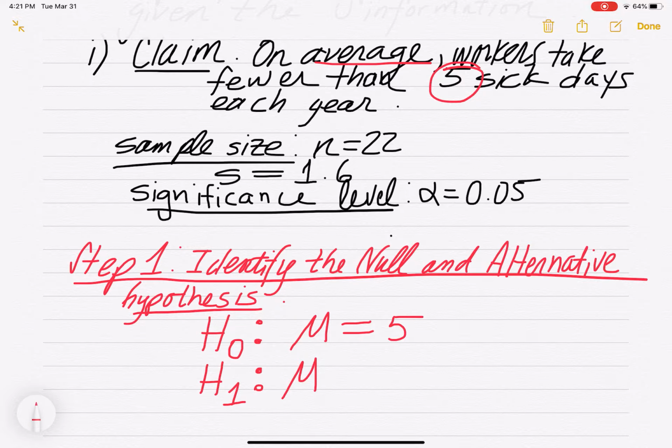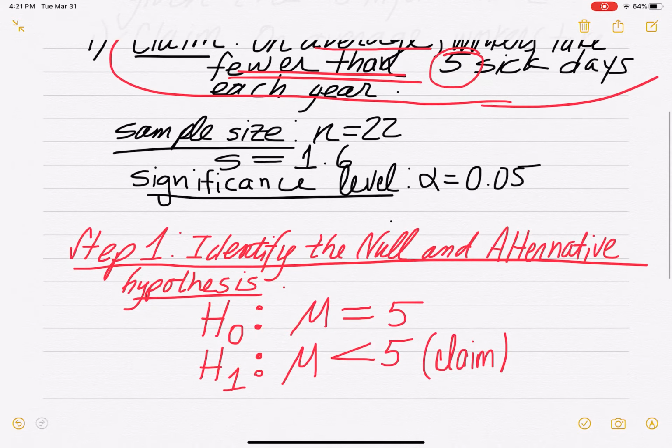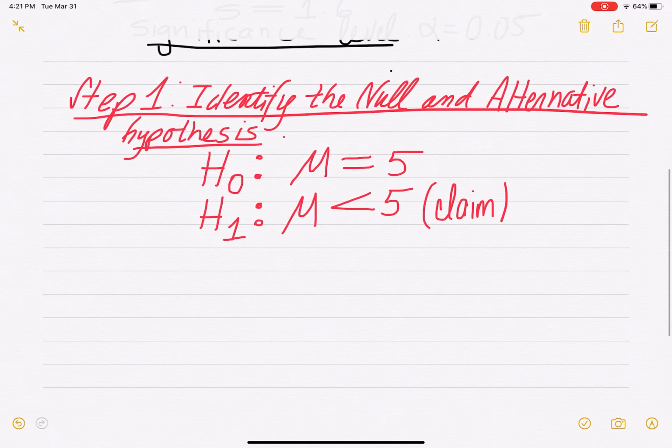If you read the claim here, workers take fewer than. Fewer than means less than, so this is less than 5. That's going to be our alternative. So this is actually the claim, right? We're looking at the mean is less than 5 as the claim up above. All right. So now we're ready to do the second step.